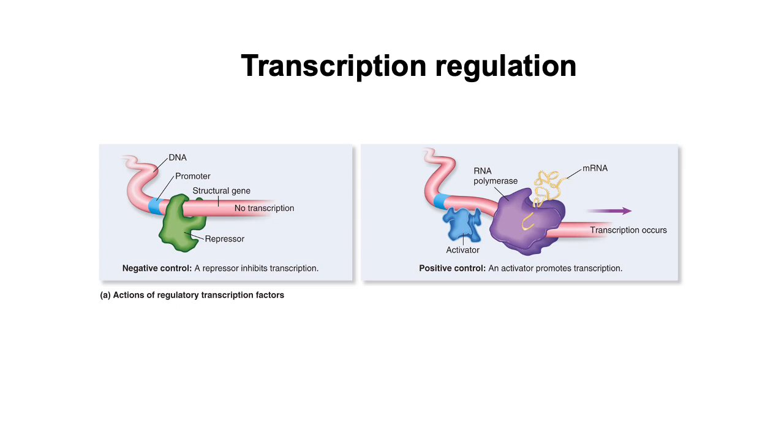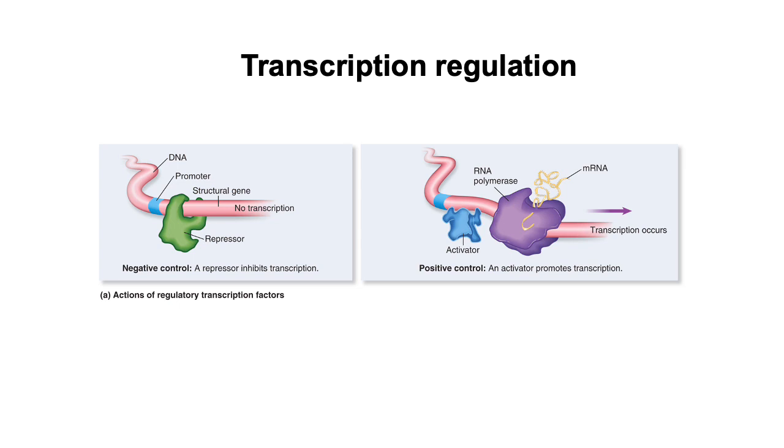And on the other side, the other panel here, we see the opposite of that. You can also control gene expression at the level of transcription through positive control or activation. And activation leads to increased transcription, or more transcription. And this positive control or activation is carried out by proteins that we call activators.